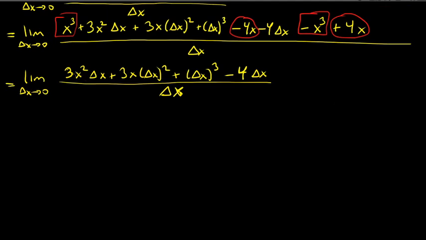Now there's a couple things you could do. You could split this up into 4 separate terms. But the way I like to do it is, here's a delta x, here's a delta x, here's a delta x, here's a delta x. All 4 terms in the numerator have a factor of delta x. So that's our greatest common factor. It means we can factor it out.